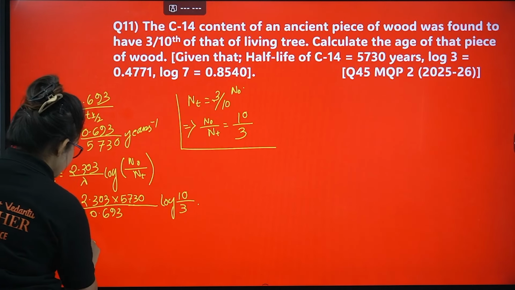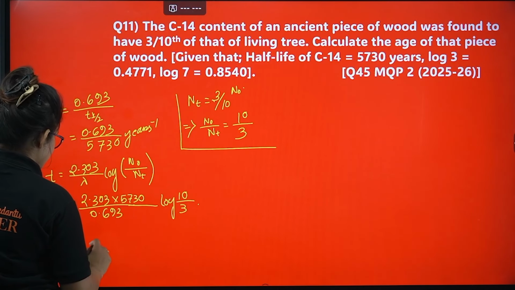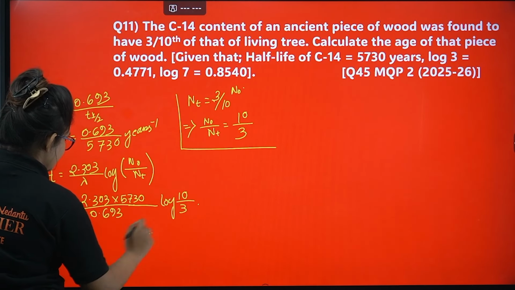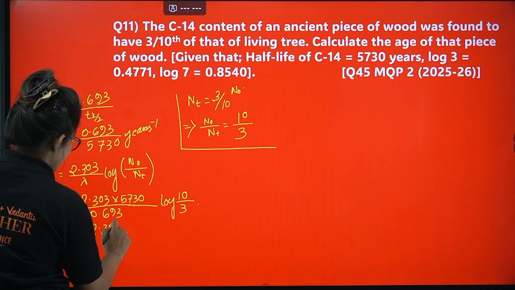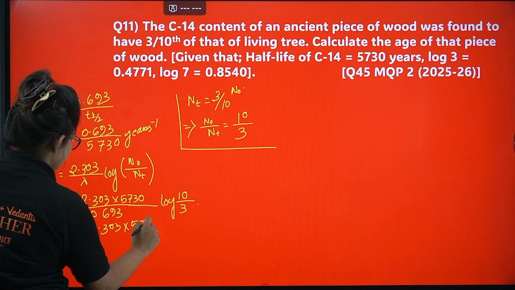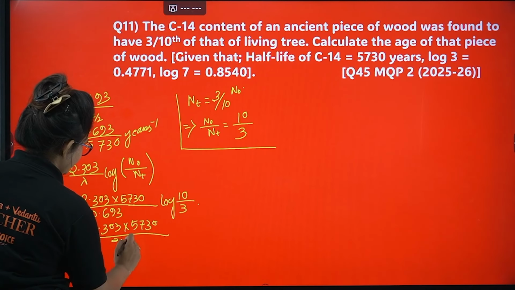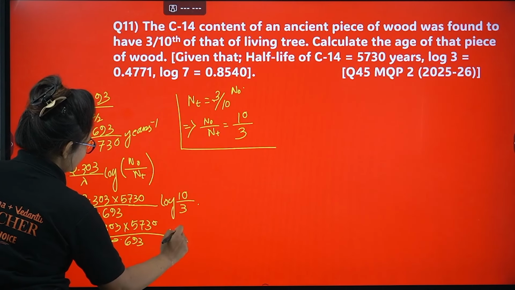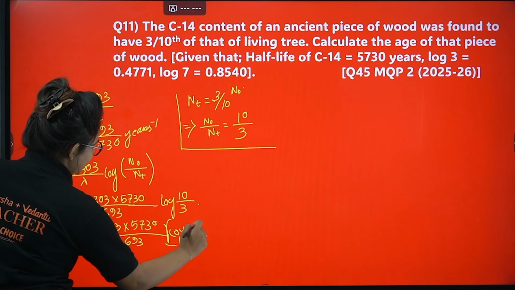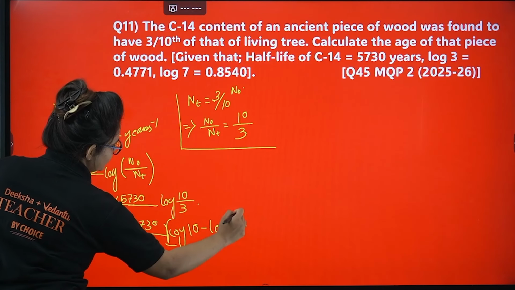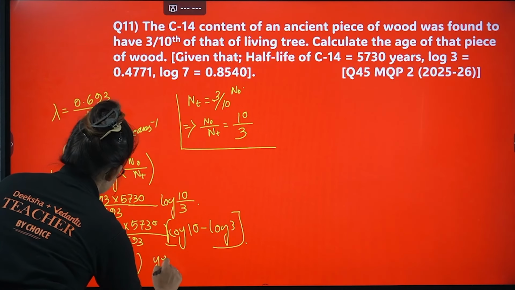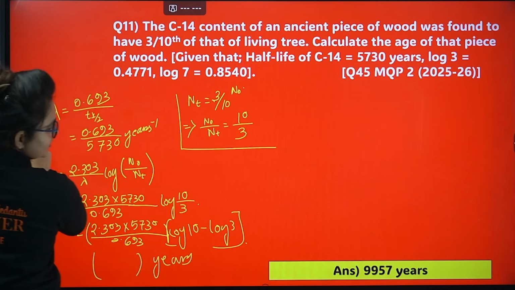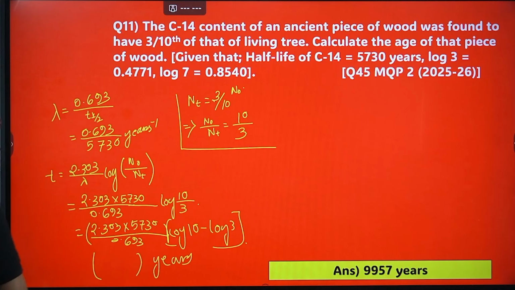Now the calculation is quite easy. Log 10 by 3 is log 10 minus log 3. If you put 2.303 into 5730 divided by 0.693 into (log 10 minus log 3) and put the values, then you will get the answer, something in years. It should be 9957 years. I guess this is clear to you.